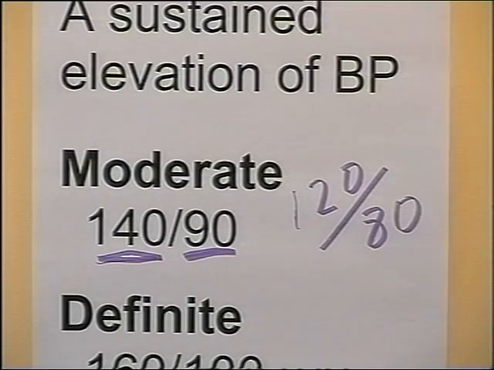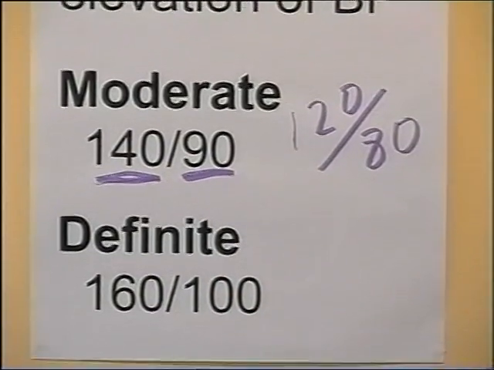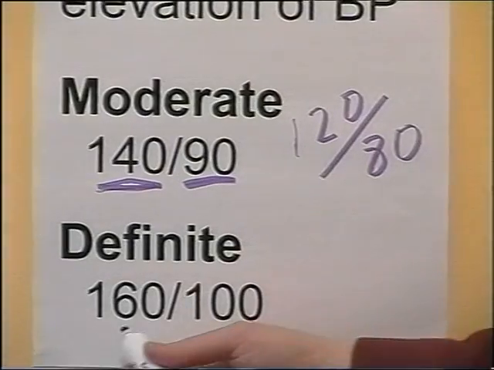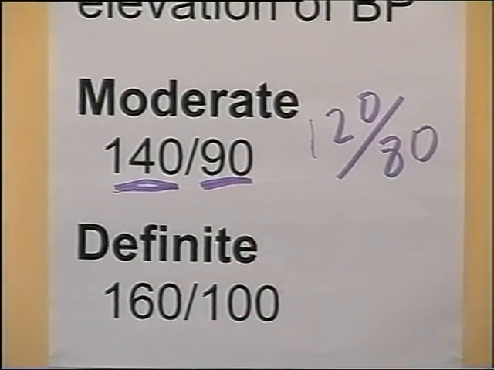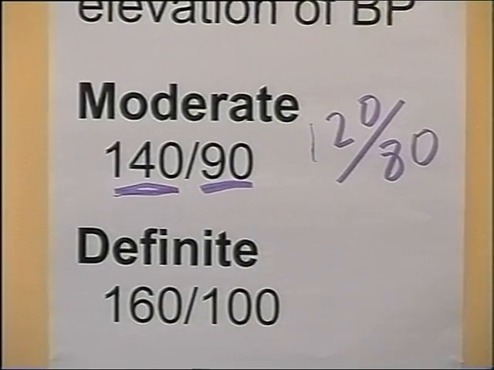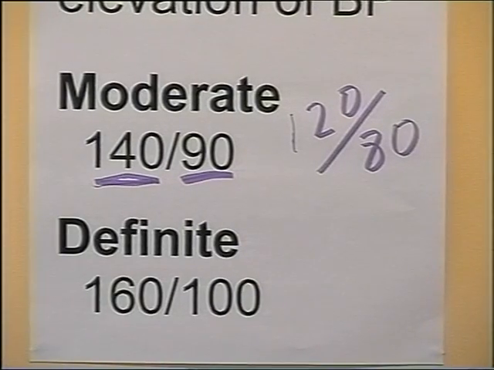Now, everyone would agree that definite hypertension is 160/100, or a systolic over 160, or a diastolic over 100. That would be a definite hypertension. So a little difficult to define.